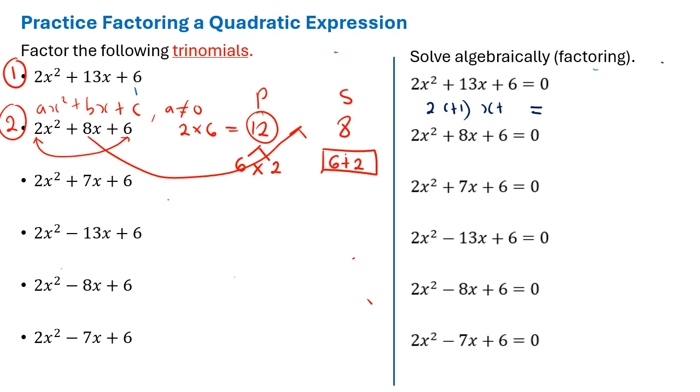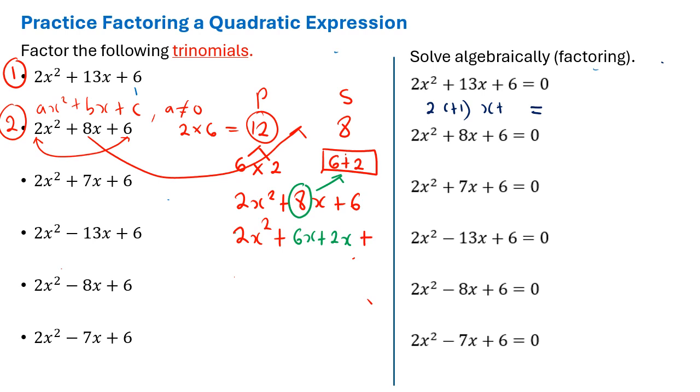Now here I have 2x² plus 8x plus 6, right? Let me use green here. I'm going to replace this 8 by 6 plus 2. So I'm going to write everything else as 2x² plus, but when I get to 8x, I'm going to replace that 8x by 6x plus 2x. And notice that 6x plus 2x is also going to be 8x.